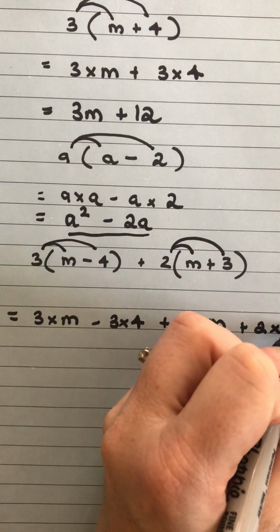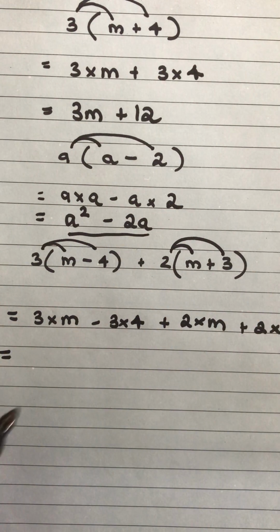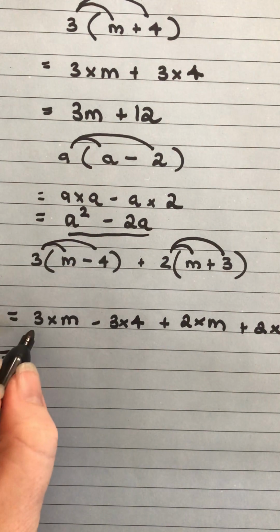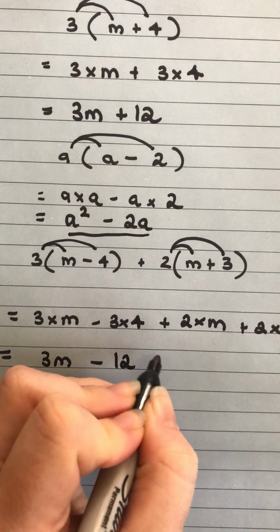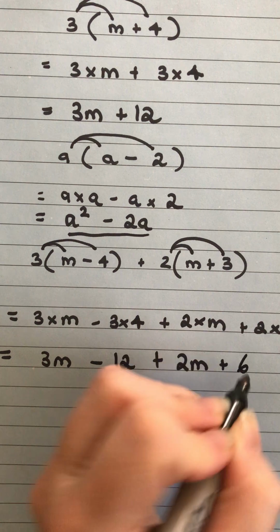plus 2 times 3. Just be careful if you have a minus there that you apply that to both parts of the bracket. We've got a plus, so that makes it easier. 3 times m is 3m, take 3 times 4 is 12. We're going to add to that 2 times m is 2m, and 2 times 3 is 6.